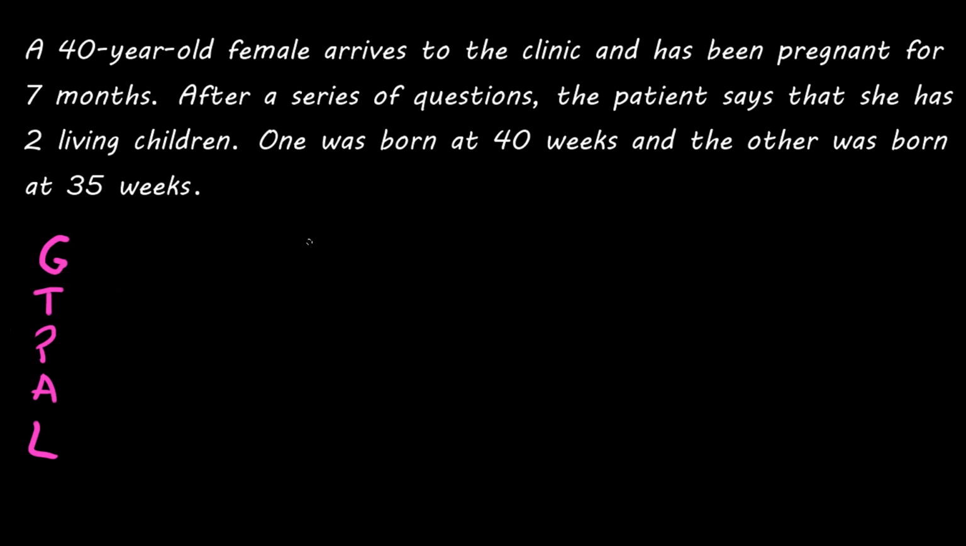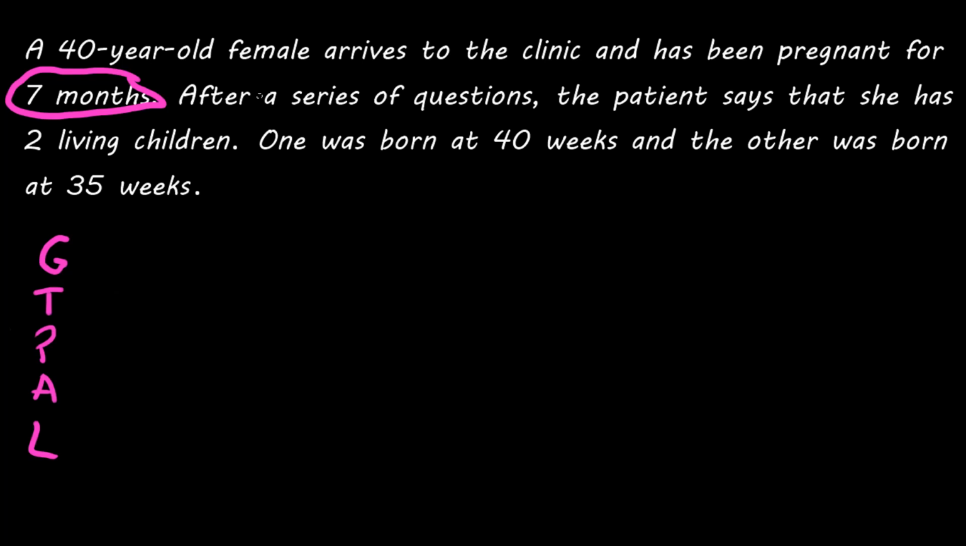G, gravida, refers to the number of pregnancies that she has. So let's look at how many pregnancies she has. A 40-year-old female arrives to the clinic and has been pregnant for 7 months. So she's currently pregnant, and she's been pregnant for 7 months. So that's going to be 1.